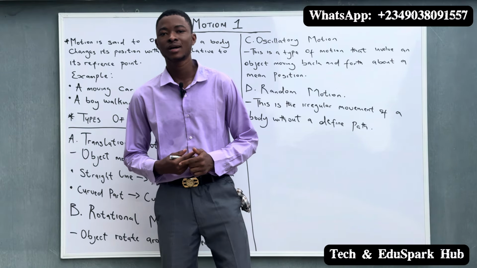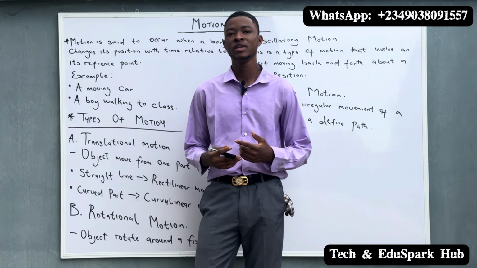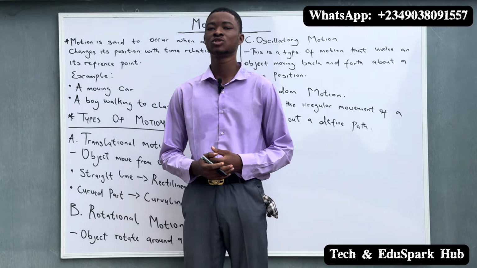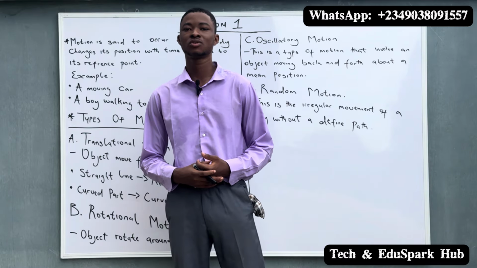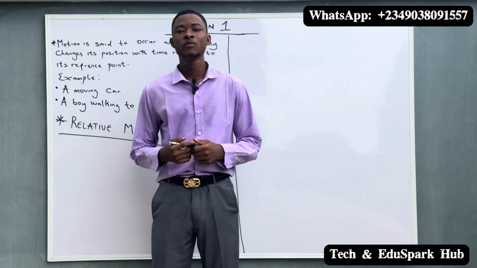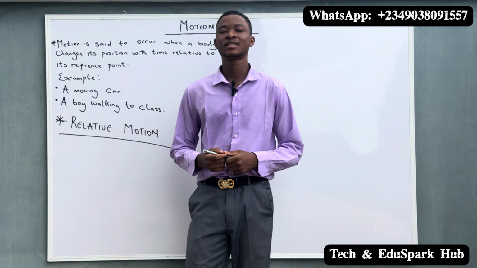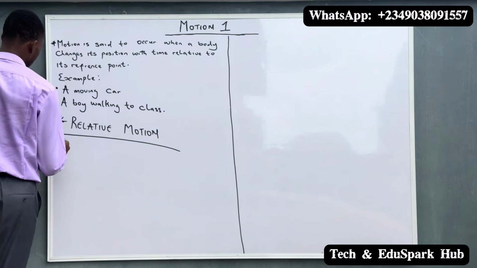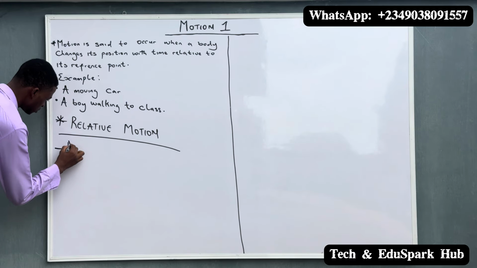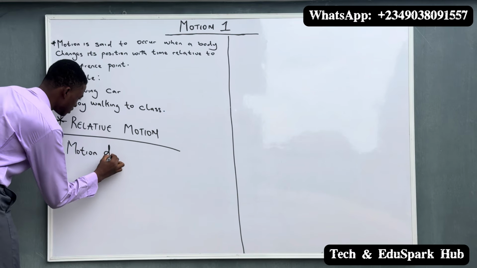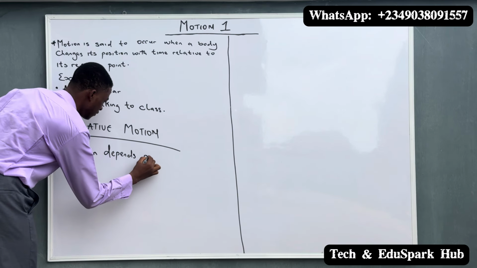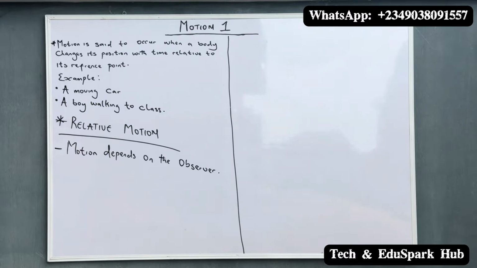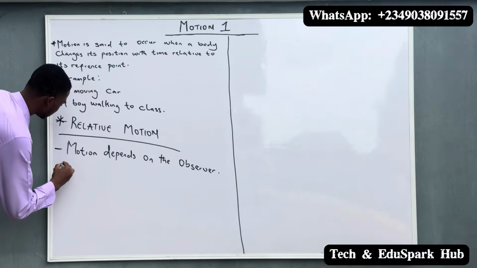So let's move to another subtopic under this motion. I'll be erasing this part so I can write the subtopic. The subtopic is relative motion. So let's look at what relative motion is all about. Relative motion is a type of motion that depends on the observer. So in this type of motion, the motion depends on the observer. So what is this relative motion trying to tell us? Let's look at an example.